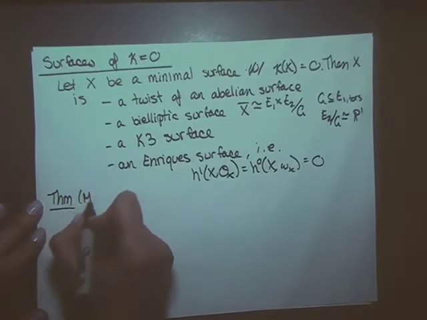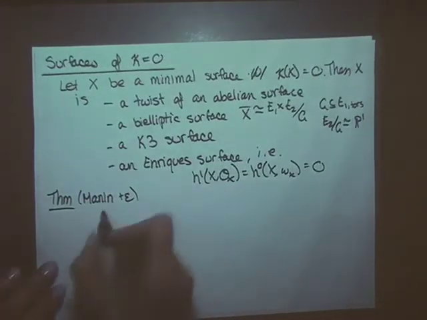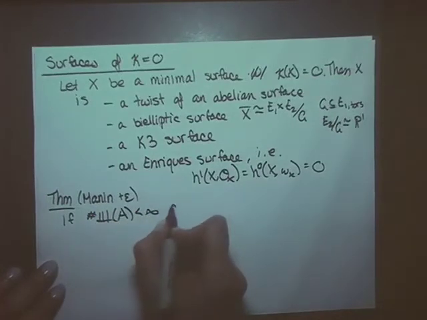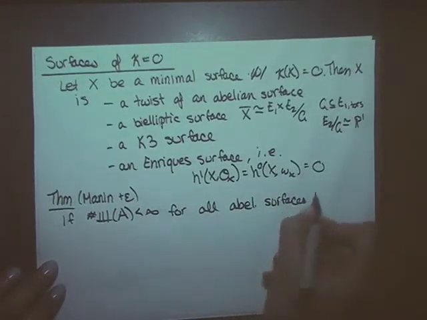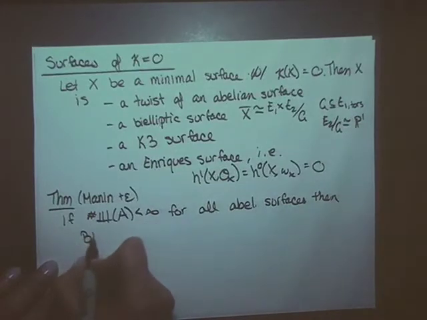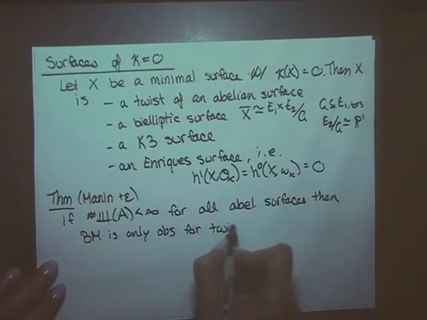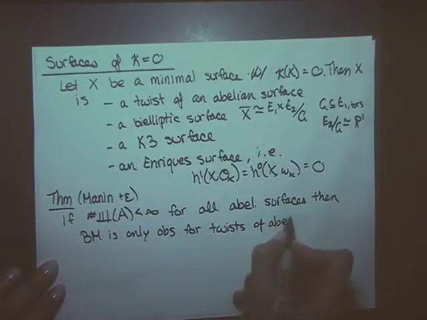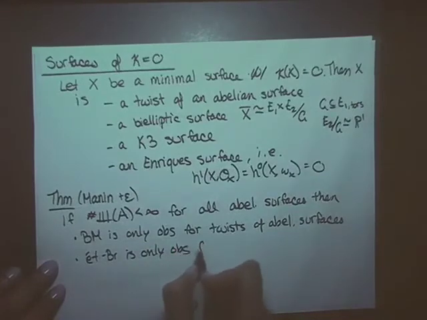So the theorem, basically due to Manin plus an unwinding of definitions of what the étale-Brauer obstruction is. One, if you know finiteness of Sha for all abelian surfaces, then the Brauer-Manin obstruction is the only obstruction for twists of abelian surfaces. That's what Manin proved, and a similar statement is what held for elliptic curves. And two, étale-Brauer is the only obstruction for bi-elliptic surfaces.